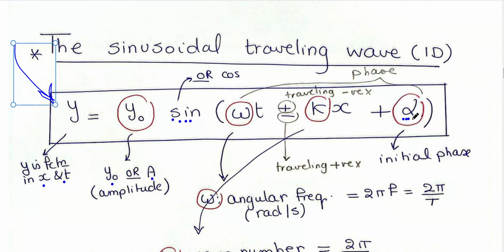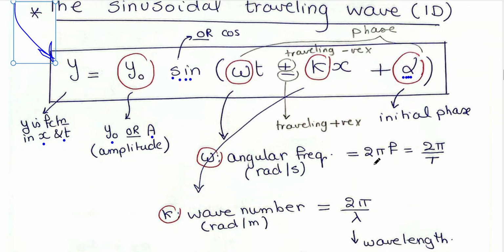It is the phase angle at time equals 0. The coefficient of t is omega, which is the angular frequency and still related to frequency, 2 pi f, and related to the period, 2 pi over T. Now the new coefficient is the coefficient of x. It's called the wave number k. So the wave number will be radians per meter, and it is related to the wavelength, 2 pi over the wavelength. I will prove it now.